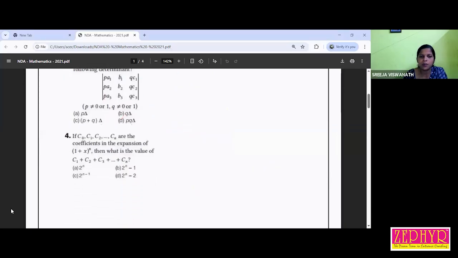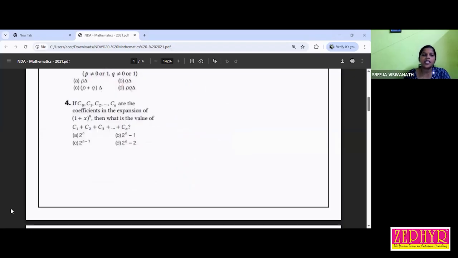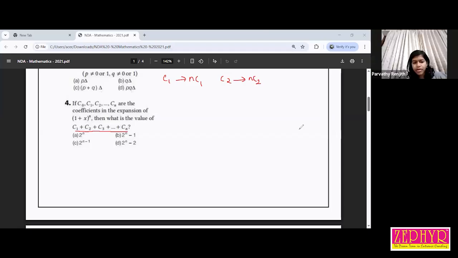2021. If C0, C1, C2, ..., Cn are the coefficients in the expansion of (1 plus x) raised to n, what is the value of C1, C2, C3, etc. up to Cn? C1 means NC1, C2 means NC2. Find the answer. Option B.